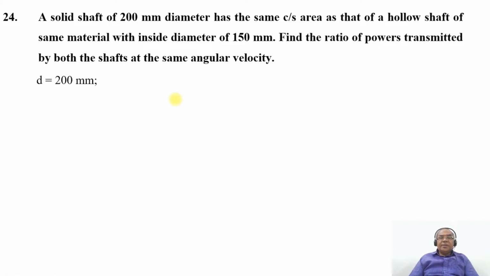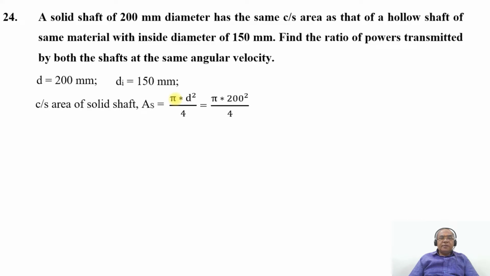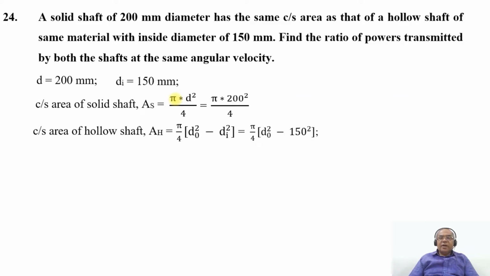So D is 200 mm, and Di will be equal to 150 mm. The cross-sectional area of the solid shaft, which is As, will be equal to pi d square by 4, which is equal to pi by 4 into 200 square. Similarly, the cross-sectional area of the hollow shaft is pi by 4 into d naught square minus di square, which will be equal to pi by 4 into d naught square minus 150 square.